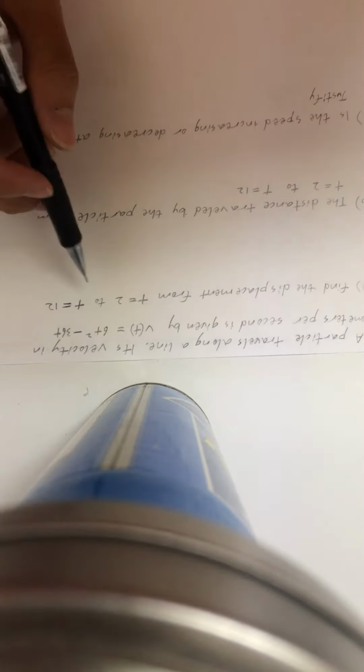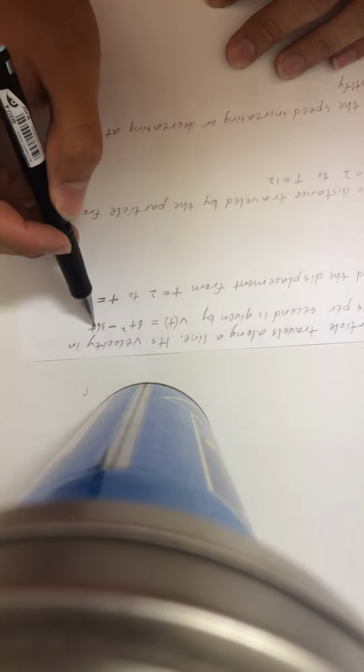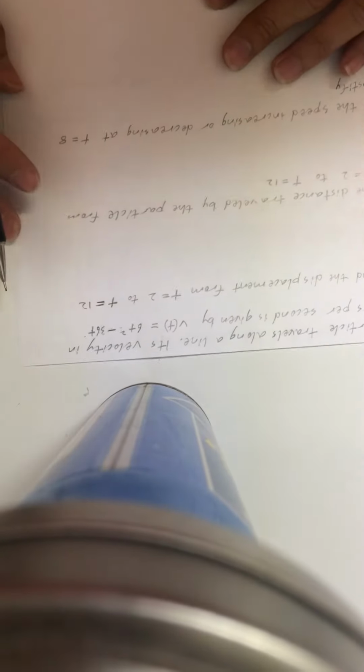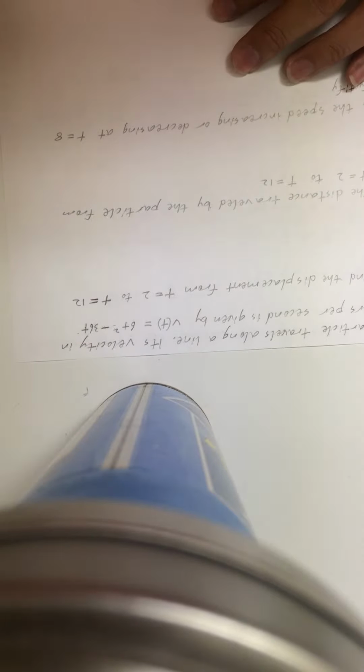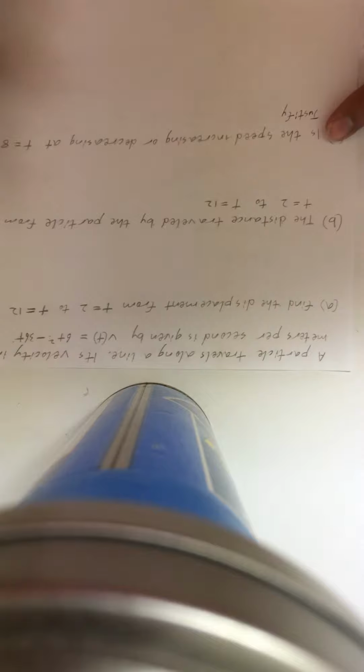Okay, for the back one, this is the last problem in the test. And since velocity has to be a t squared minus or plus a t to the first power, due to some physics formulas, I couldn't change the powers of these, so all I did was change the numbers here. So a particle travels along a line. Its velocity in meters per second is given by v of t equals 6t squared minus 36t.